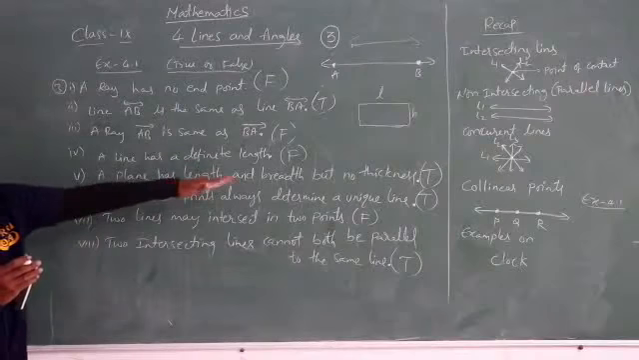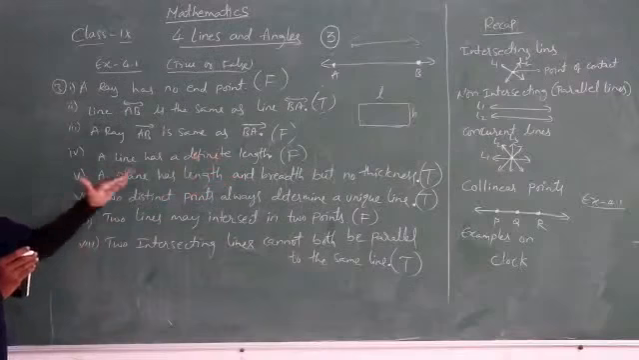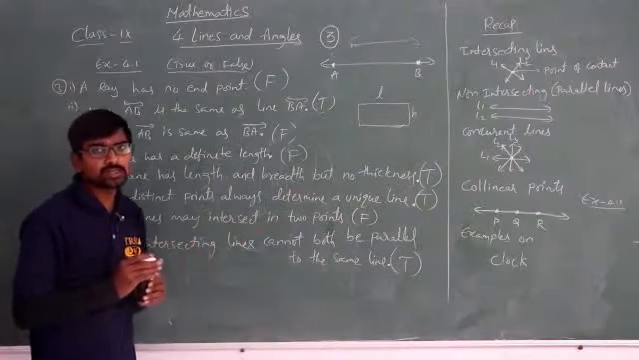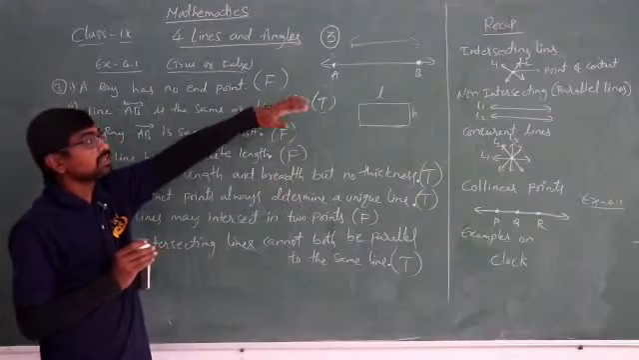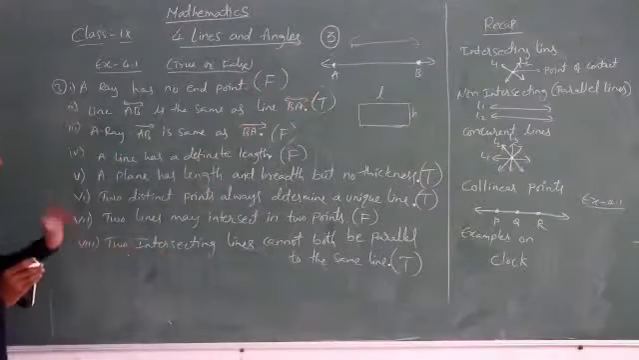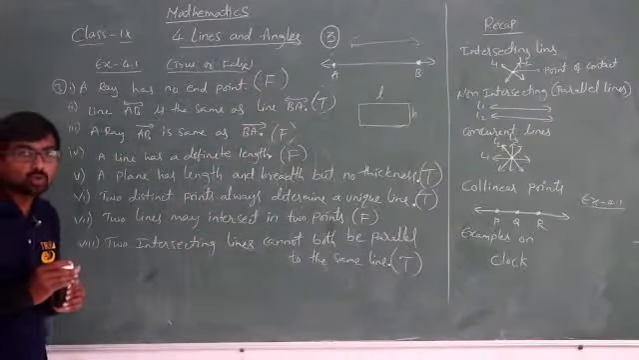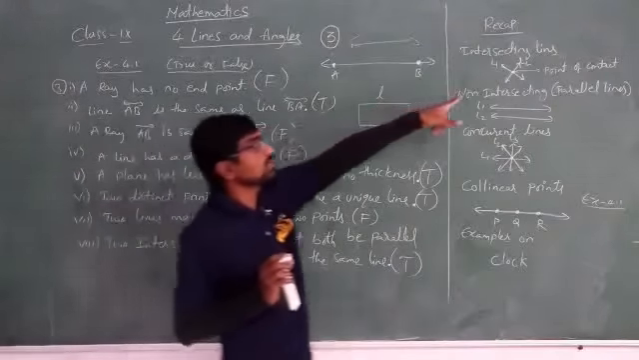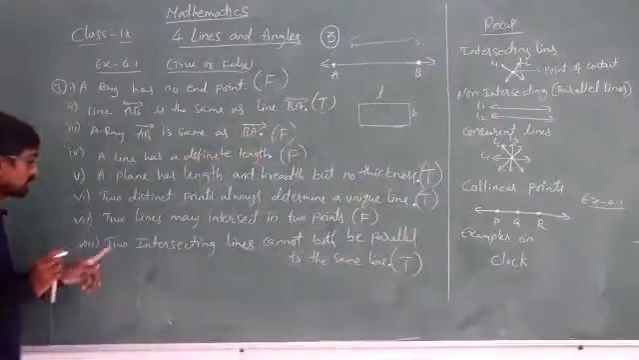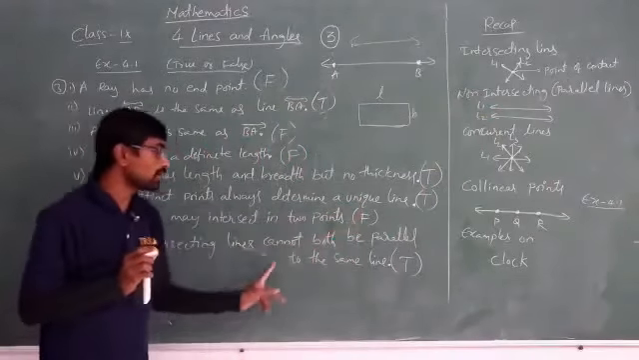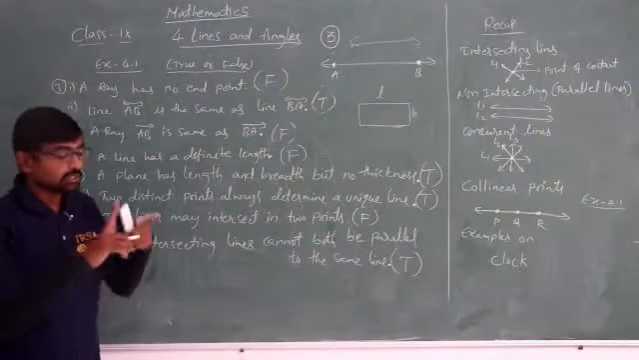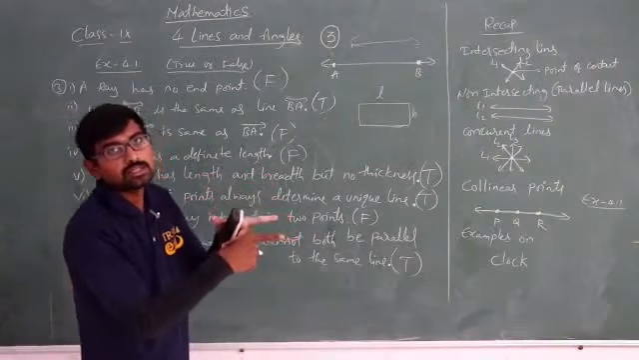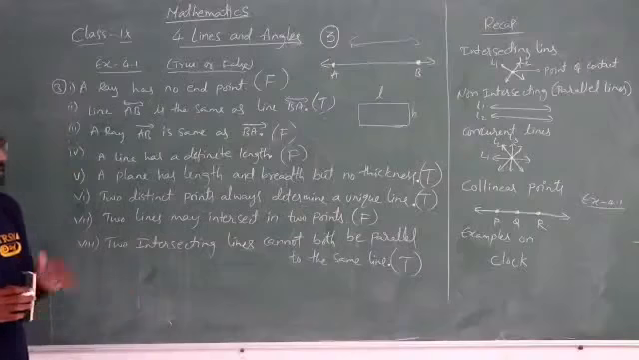A plane has length, breadth, but no thickness. Yes, absolutely. Two distinct points always determine a unique line, isn't it? Two distinct points on a line will be forming a unique line. So therefore true. Two lines may intersect in 2 points. No, they will intersect at only one common point. That point is called the point of intersection, as we have discussed in the previous class. Now, two intersecting lines cannot both be parallel to the same line. Yes, if they are intersecting, they won't be parallel, isn't it? So these are the things we have discussed in this class.